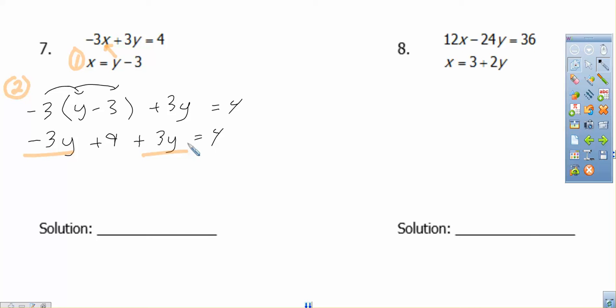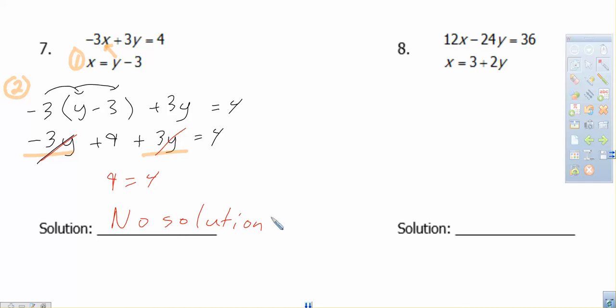Looks like we have like terms, so we combine those two. And those two actually form a 0 pair, so these two are eliminated. That brings us down to 9 equals 4. Is that a true or a false statement? That is very, very false. There's no way that 9 is ever going to equal 4. That would cause all sorts of problems. So what that means for us is that since using these equations produces something that does not work, our answer is going to be no solution.